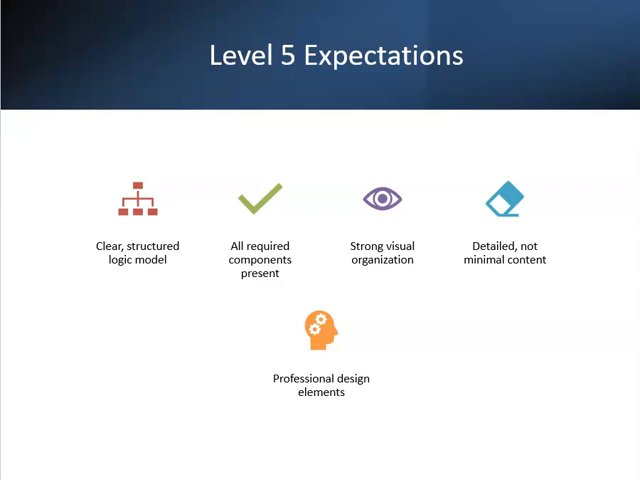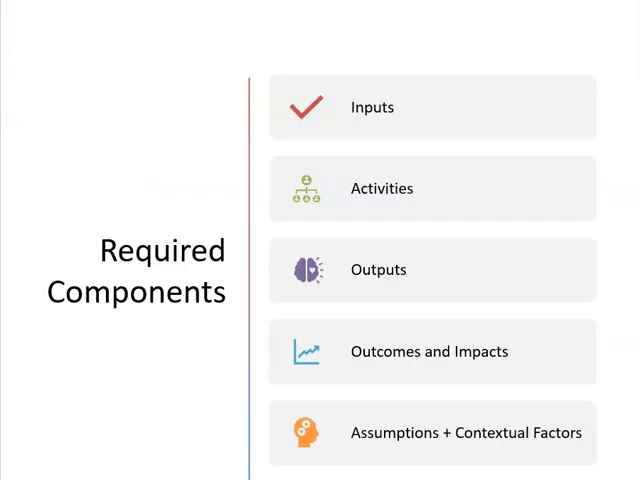To reach level 5, your logic model must be both complete and clear. Complete means every required component is present. Clear means that the reader can follow the flow without confusion. You are not just listing items here, you are showing relationships. Your model should demonstrate how inputs lead to activities, how activities lead to outputs, and how those outputs lead to outcomes and the long-term impact. Design matters here. If your model looks cluttered, disconnected, or difficult to follow, it will not meet level 5, even if all components are technically present.